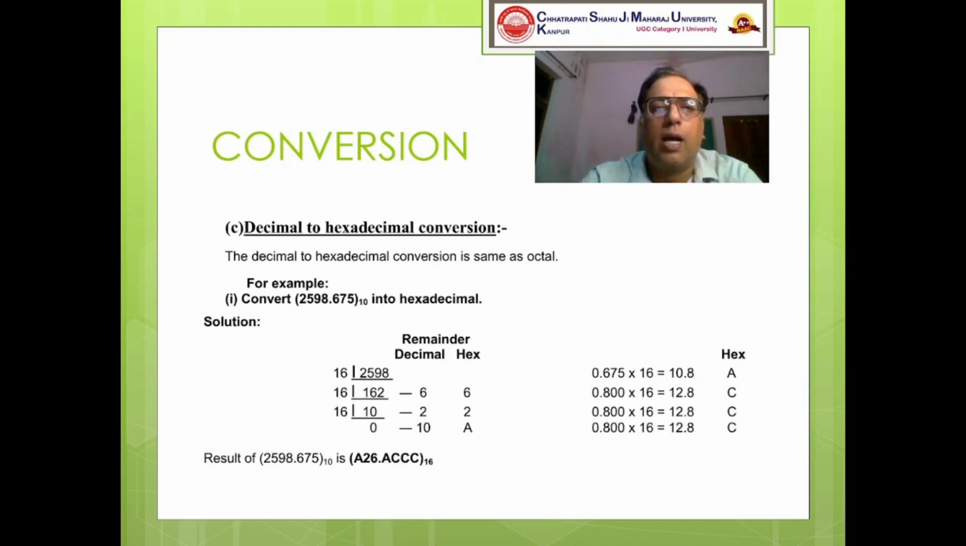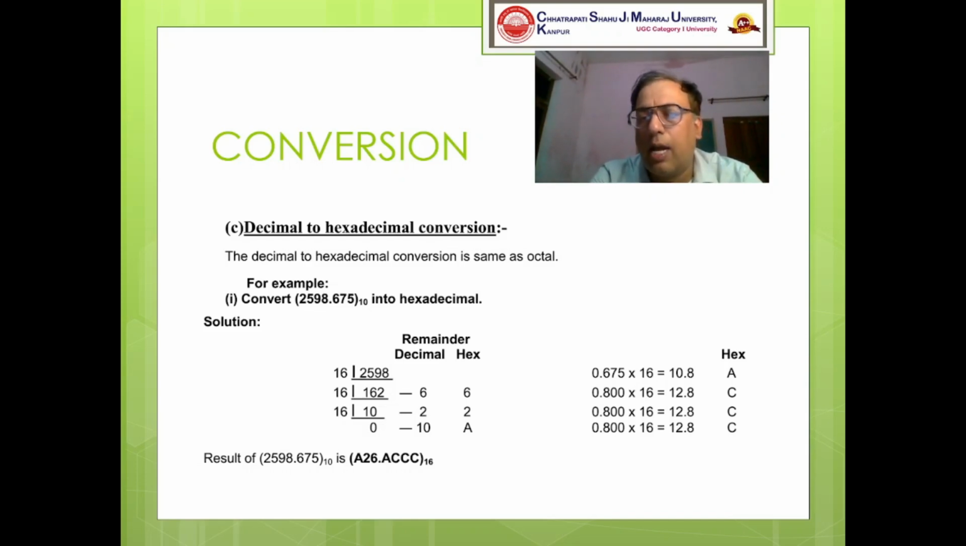Now, decimal to hexadecimal. Again, it has a base of 16. So in this case, we will be doing successive division by 16, with the same procedure. For example, 2598 divided by 16. The quotient is 162 and the remainder is 6. 16 multiplied by 10 is 160. The remainder is 2. So this is 10, 2, 6. The 10 can be written as A, so A26.